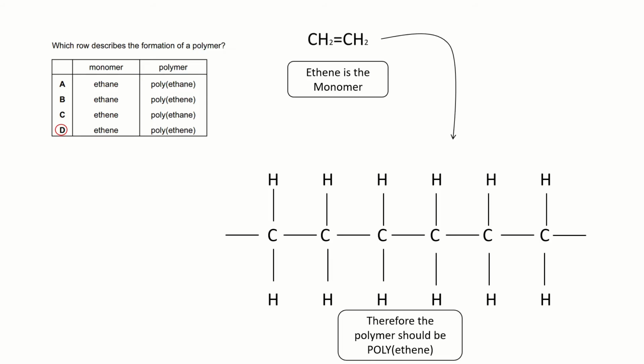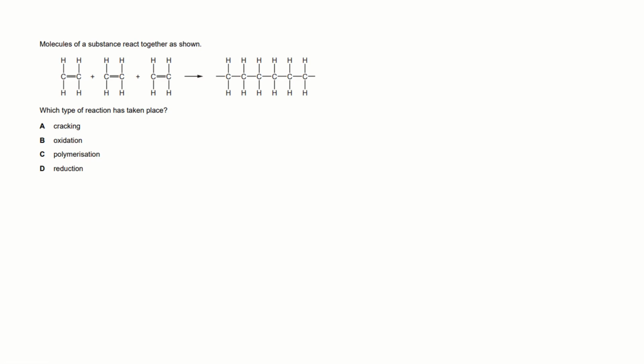If your answer is D, you are correct. Congratulations. Because ethene is the monomer and therefore the polymer should be polyethene. Next question. Molecules of a substance react together as shown. Which type of reaction has taken place?